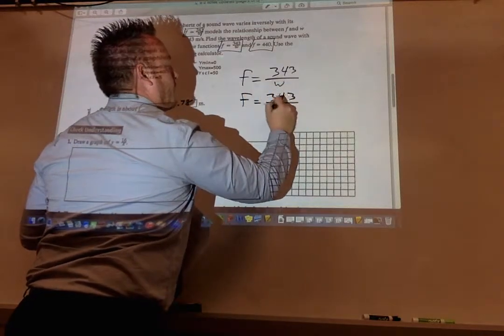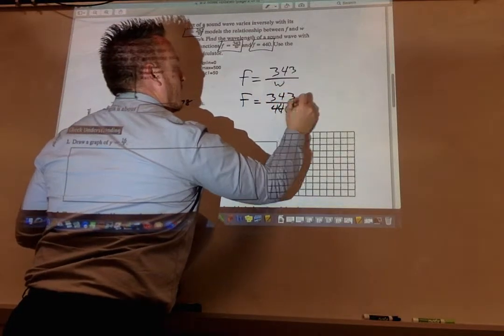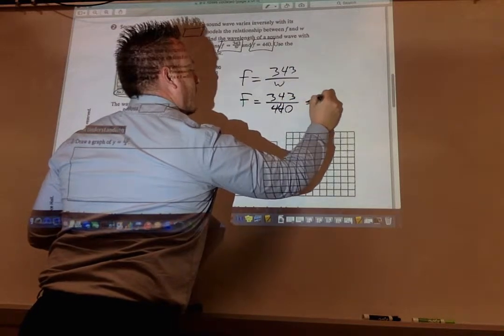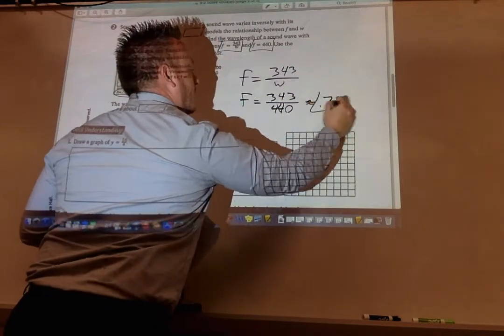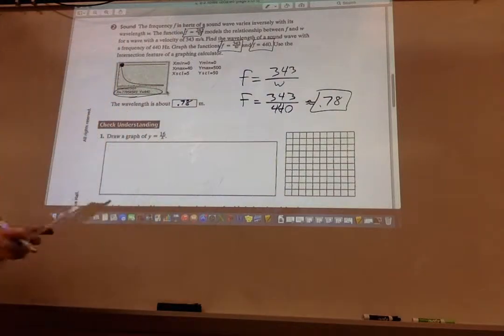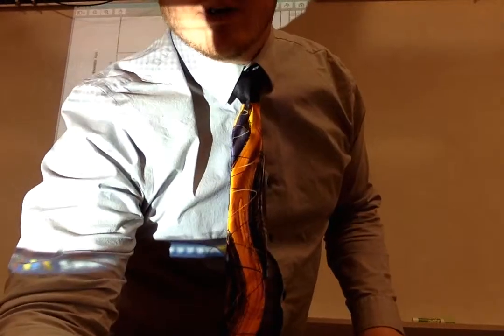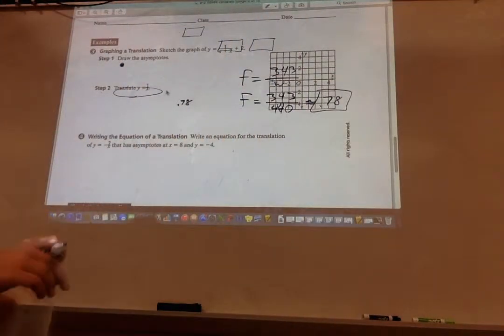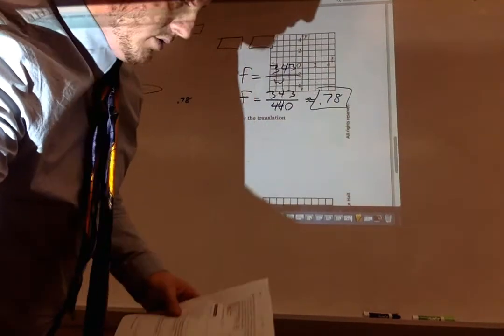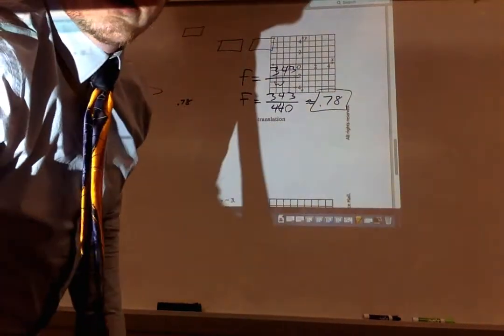343 over 440. This is about equal to 0.78 as well. So it's the same answer. All right, we're going to flip to example number 3. So we've got 3 and 4 to do, and then we're done.